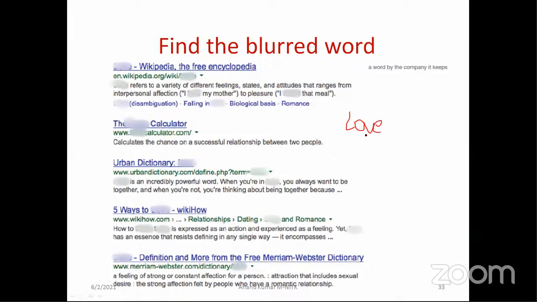Correct. So how did he identify that? He identified it based on the context, like I love my mother. Falling in may not be appropriate. Love is the correct answer. Everywhere the word is love. So how does he understand? It's based on the context. You see here, calculate the chance of a successful relationship between two people. So which calculator? Love calculator. So the word here is love. That's the blurred word.